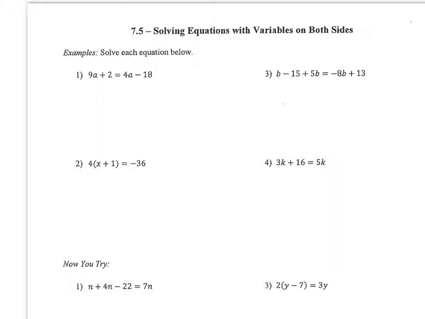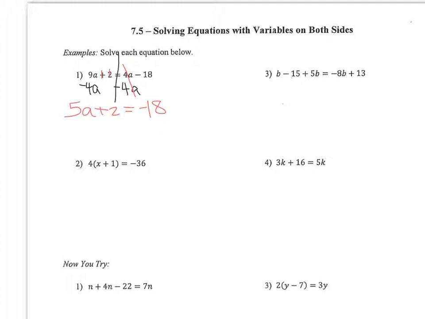So what I do is I take the one that's smaller, or not going to make it negative, and I'm going to subtract 4 a's from each side of the equal sign. So what happens is these two will cancel out, and 9a's minus 4a's is 5a's. Then I'm still going to have a plus 2 equals negative 18.